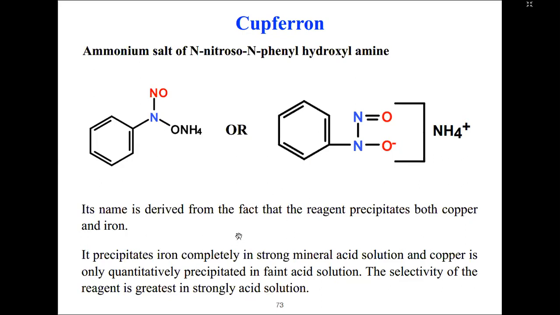It is used to precipitate copper and iron. In strong mineral acid, it will precipitate iron. However, in faint acid, it will precipitate copper. The selectivity of the reagent is greatest in strongly acidic solution. So if it is strongly acidic, then it is more selective. Okay.